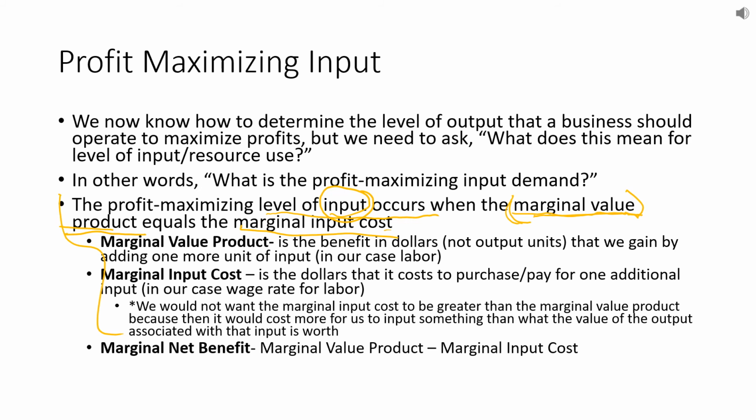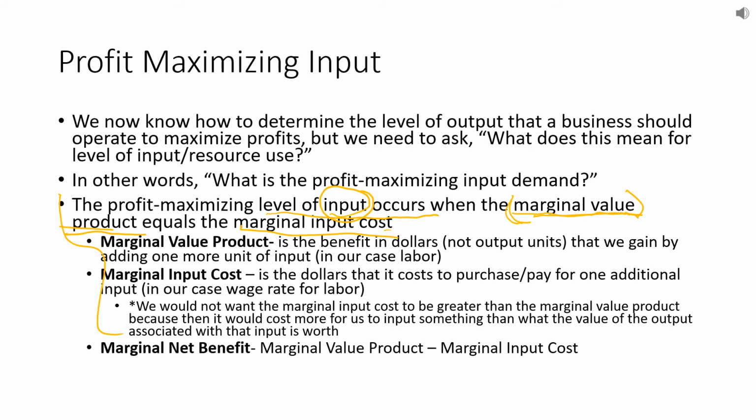So the marginal value product is the amount of money in dollars that a business will gain by adding one more unit of input, in our case, labor, okay? So by adding one more unit of labor, how much money are we going to get from that? We'll look at an equation for that in just a little bit. The marginal input cost is the amount that it costs us to add one more unit of labor.